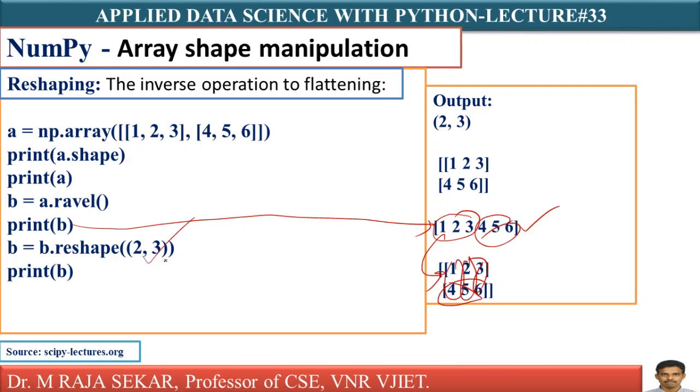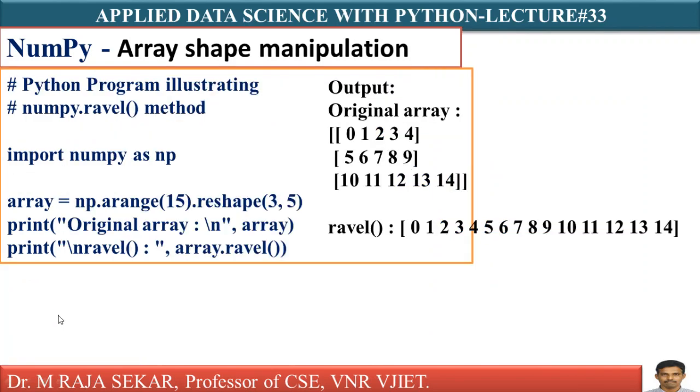Reshaping means the inverse operation to flatten. A flattened array can be reshaped by using the reshape function. I can say reshape is the inverse operation of ravel, isn't it? Let me continue my discussion.